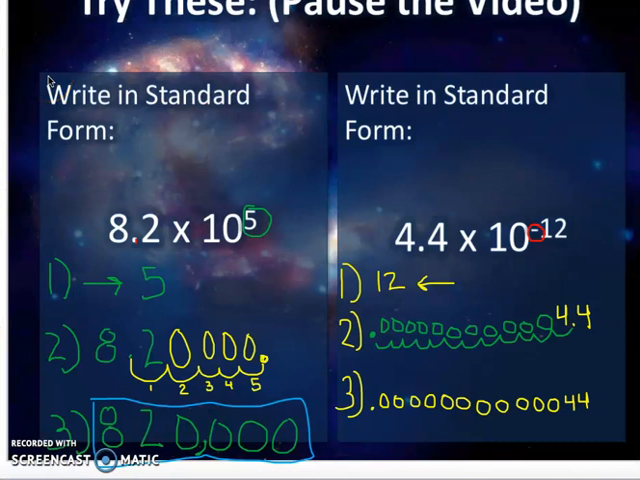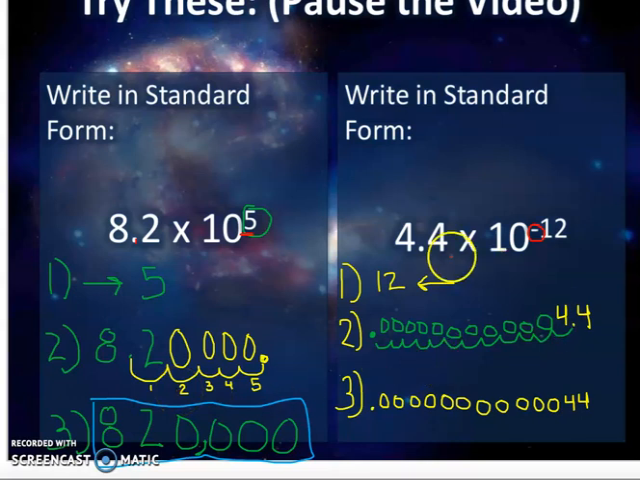I'll quickly explain what I did. So first I decided which way I was going to shift my decimal point. I'm shifting it 5 units to the right because it is a +5 in my exponent. And so what I did is I shifted it 1, 2, 3, 4, 5 units to the right. I filled in zeros for my place values, and I rewrote my answer as 820,000.